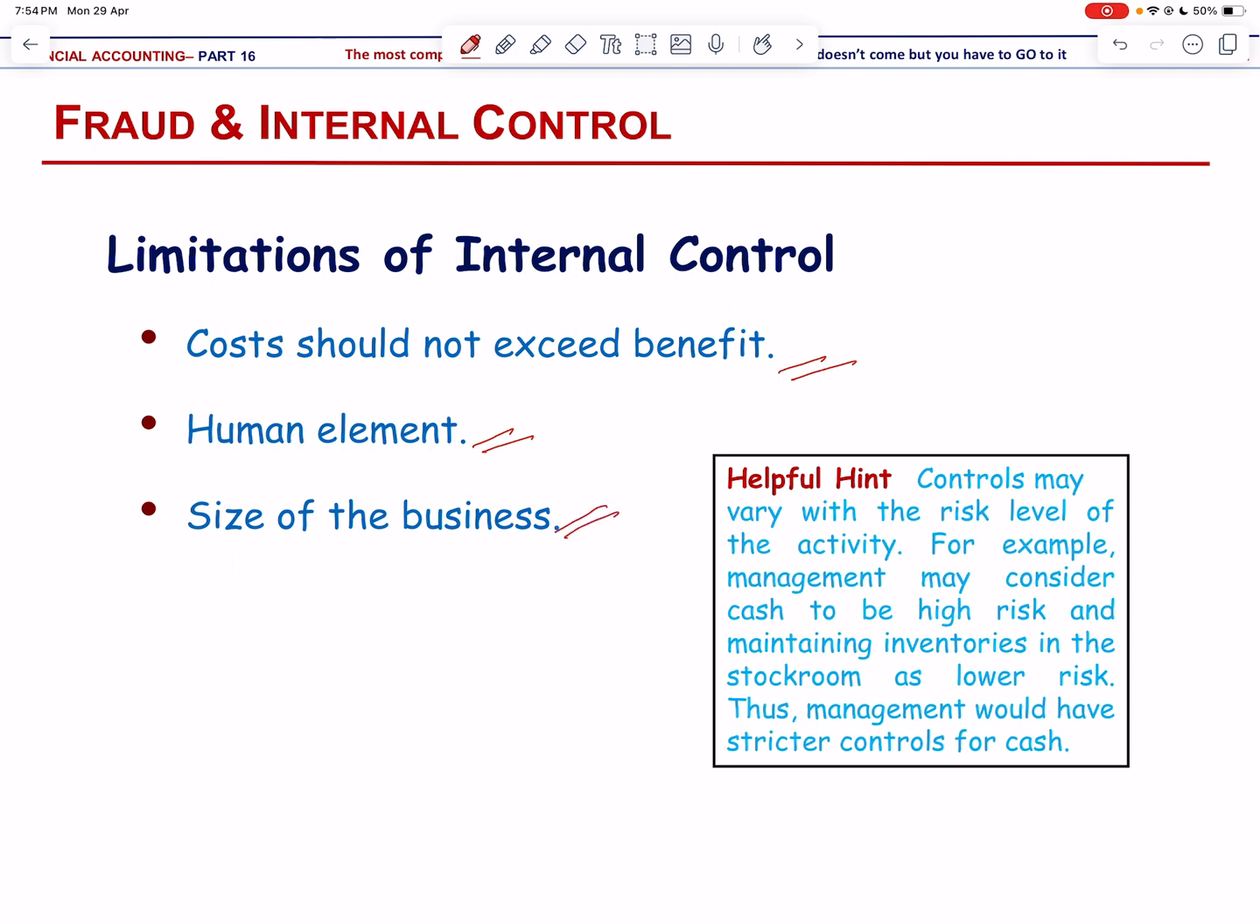Business size, that is, the size and complexity of a business, affects how controls are implemented. Smaller businesses may struggle with limited resources, while larger ones might find it tough to maintain consistency across departments. So, businesses need to find a balance between effective control and managing cost and human factors.